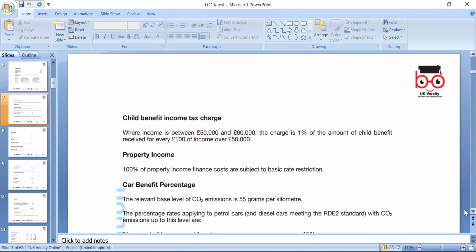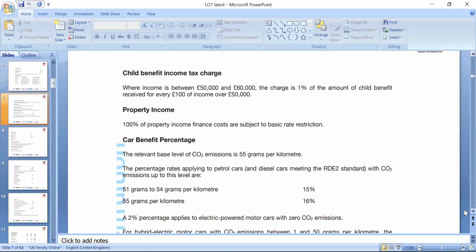Okay, child benefit and income tax changes, which we need to look at. Property income is 100% property income. Finance costs are subject to basic rate restrictions, which we need to look at.